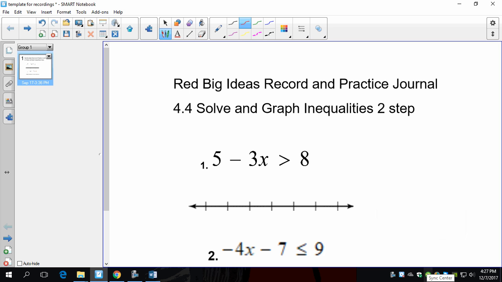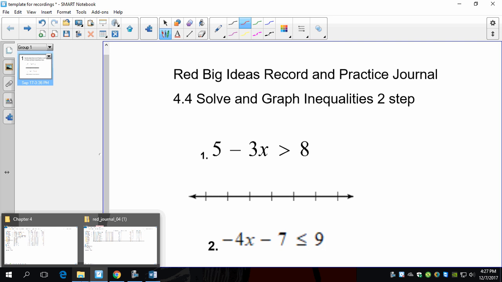Okay, we're on the Red Big Ideas Record and Practice Journal. Today we're doing 4.4, solving and graphing inequalities, and we're actually doing two-step problems. So number one on your Record and Practice Journal, we have 5 minus 3x is greater than 8.